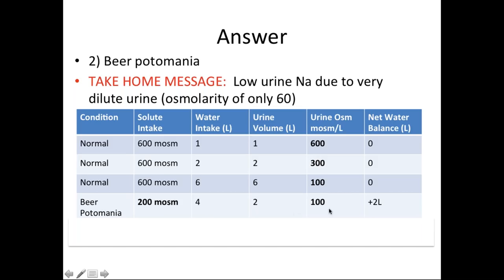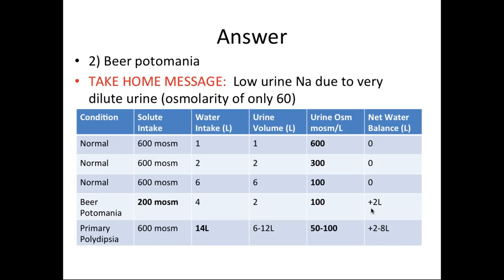And even with a very dilute urine of 100 milliosmoles, the maximum that you will be able to put out with 200 milliosmoles of solute intake is 2 liters. And so what ends up happening is you're taking in 4 liters, but the kidney can only get rid of 2. And so you're net 2 liters positive. And if you keep doing this day in, day out, you continue to get more and more hyponatremic over time. In primary polydipsia, what will happen is your solute intake is normal.